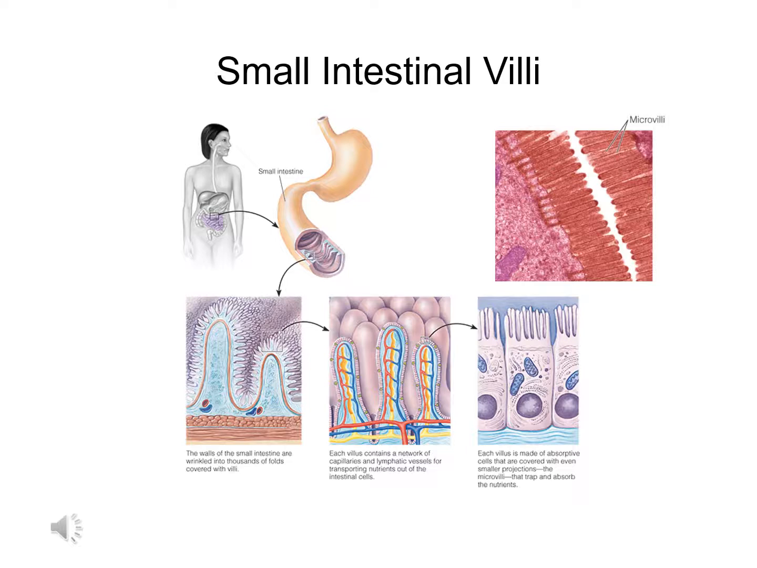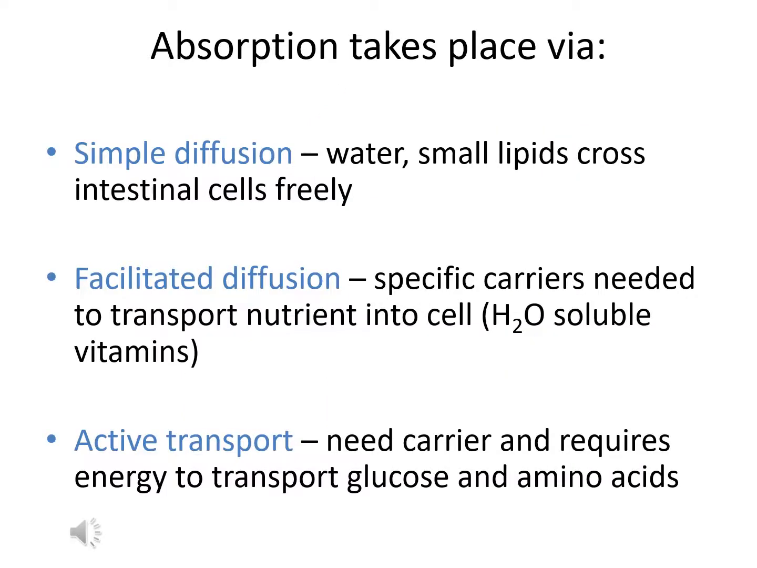Well, there's really not much choice at this point. At this point, they end up getting trapped and they're going to be absorbed. They're going to cross the cell membrane and eventually enter either into our bloodstream or our lymphatic system, which are the circulatory systems involved in nutrient transport. So nutrients end up getting trapped in the microvilli and they eventually are going to cross the cell membrane.